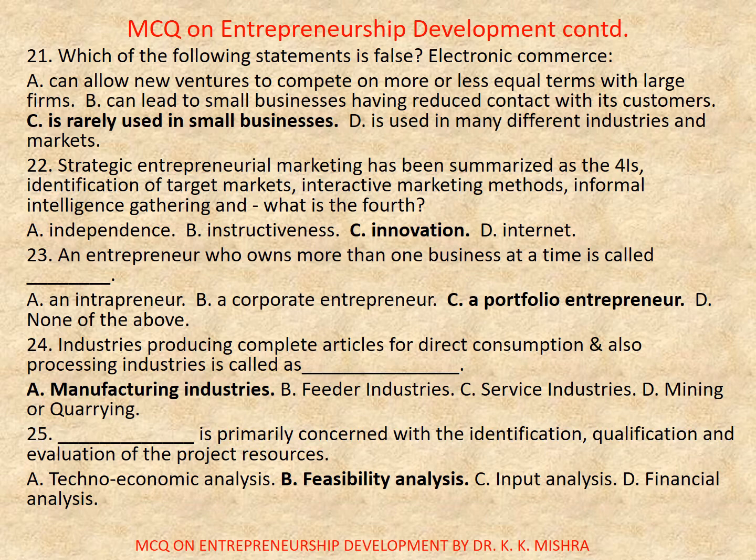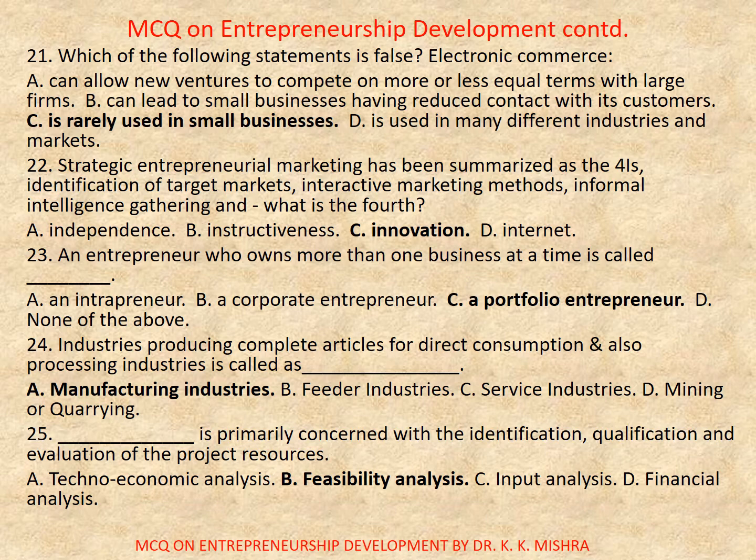Question number 22. Strategic entrepreneurial marketing has been summarized as the four I's: identification of the markets, interactive marketing methods, informal intelligence gathering, and what is the fourth one? So options here are independence, instructiveness, innovation, internet. So correct option is C, innovation. Question number 23. An entrepreneur who owns more than one business at a time is called as A, an entrepreneur, B, a corporate entrepreneur, C, a portfolio entrepreneur, D, none of the above. Correct option is a portfolio entrepreneur.